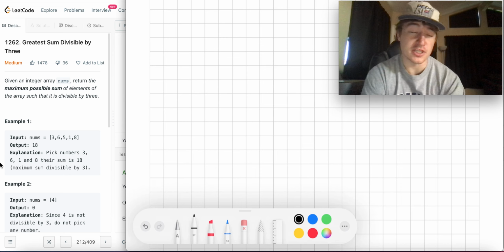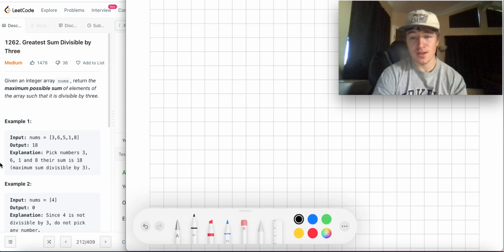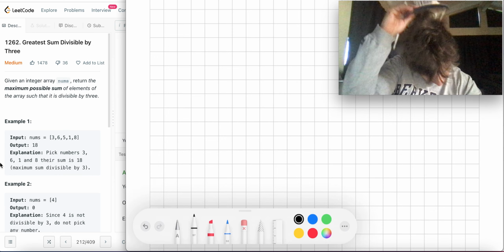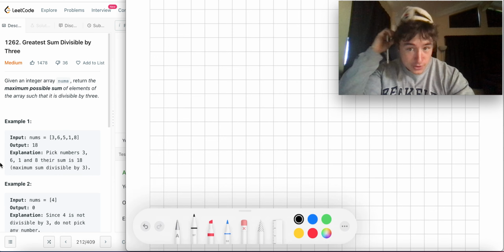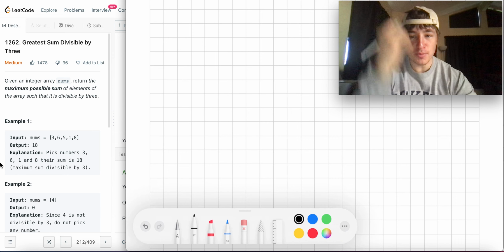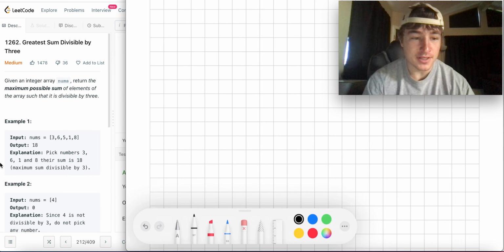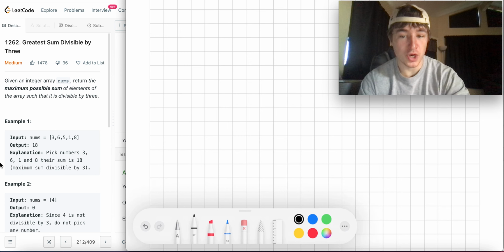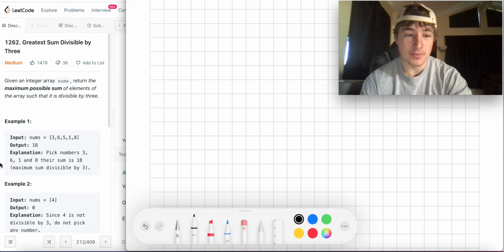This is 1262, greatest sum divisible by 3. All right, let's go ahead and get right into this problem. So you're given an integer array nums. Return the maximum possible sum of elements of the array such that it is divisible by 3. Pretty simple problem description, right?